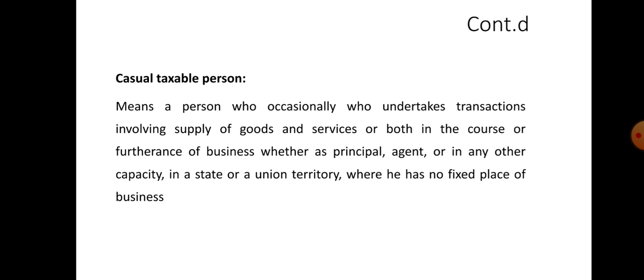A person who does the business occasionally, his transactions are supplying of goods or services. The casual taxable person may act as a principal, or he may act as an agent, or in any other capacity in a state or in a union territory, but he has no fixed place of doing any business. Such a person, or such activity of any person, we call a casual taxable person.